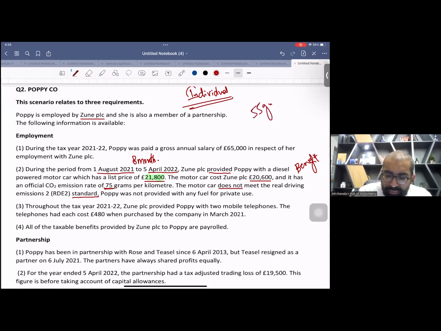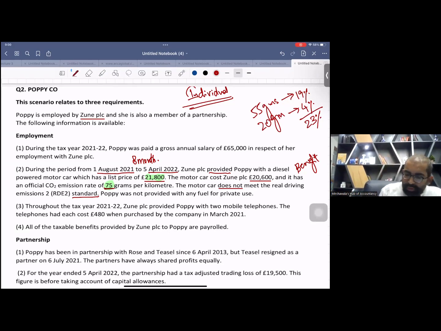Up to 55 grams, if the CO2 is exactly 55 grams, the rate is 19%. And for each additional 5 grams, 1% will be added. So can you tell me how much the CO2 is? CO2 is 75. Now you do it yourself: 75 less 55 is 20 grams additional, so this will be 4 more percent. So your percentage is 23%. Yes, easy.